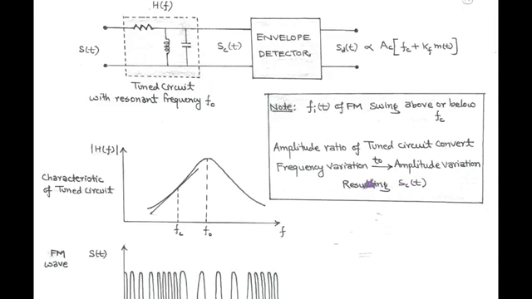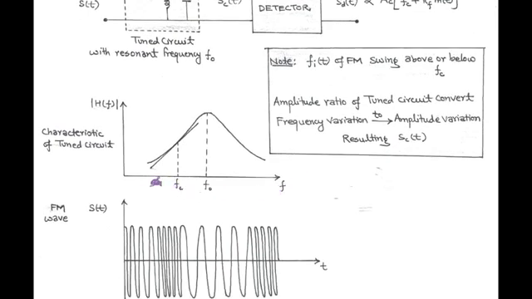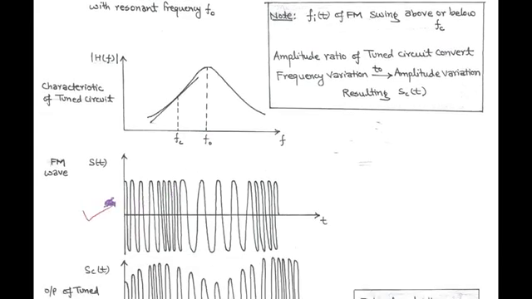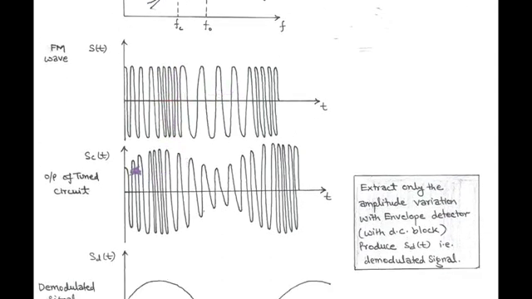This is explained more clearly with the help of waveform. First figure is the amplitude response of tuned circuit with carrier frequency of FM below the resonant frequency F0. Second figure is FM wave having frequency variations, that is instantaneous frequency varies above or below carrier frequency with the relation instantaneous frequency equals fc plus kf m(t). Now using the amplitude ratio from the characteristic of tuned circuit, the frequency variations get converted into amplitude variation and generate an envelope. So the output of tuned circuit is sc(t), in the form of an envelope with amplitude variations.